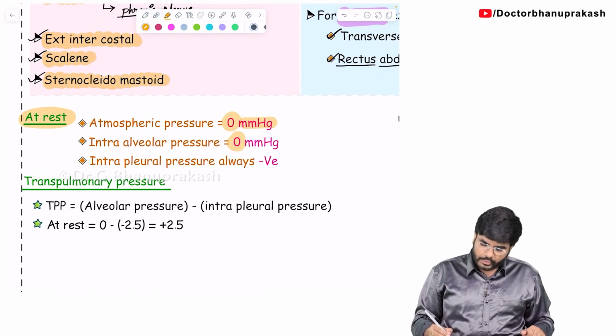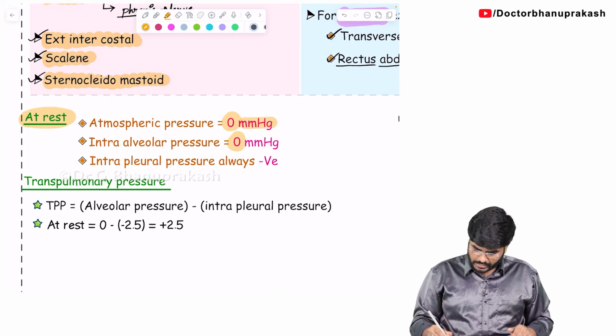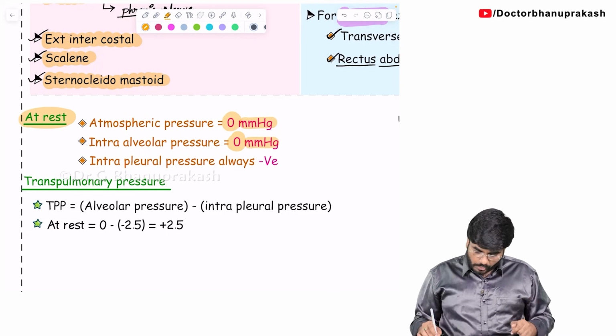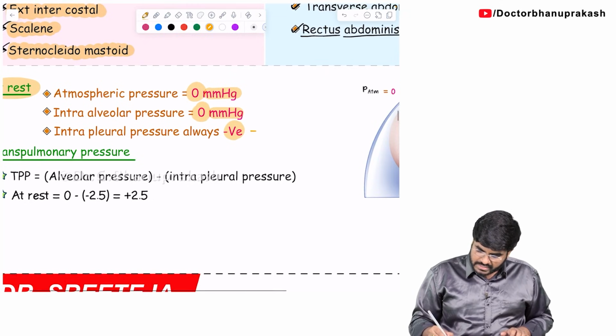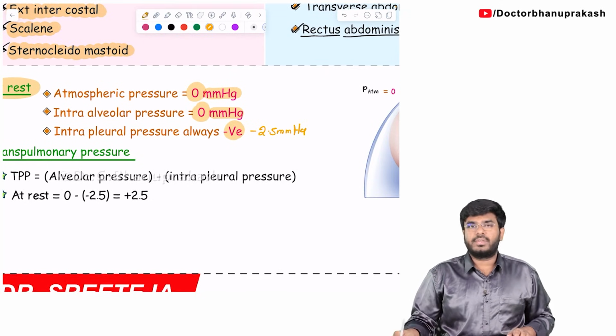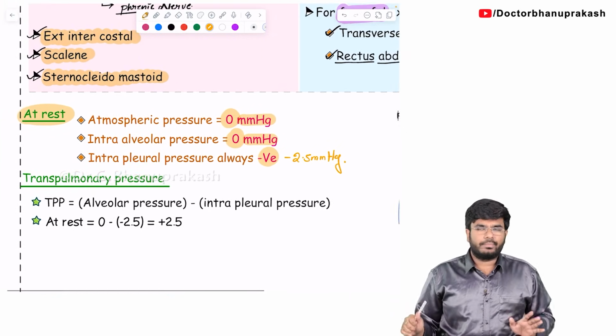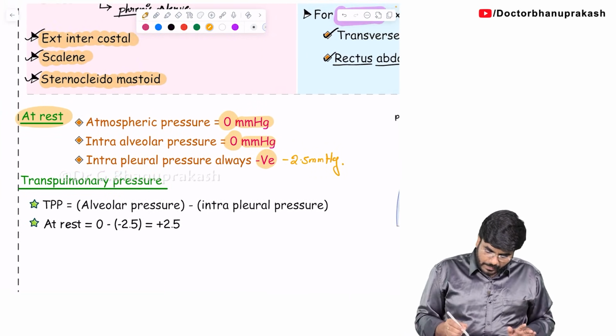What is the intra-alveolar pressure? Within our alveolus, what is the pressure? That's also 0. But what is the intrapleural pressure? Intrapleural pressure is always negative. How much is that? Intrapleural pressure is somewhere around minus 2.5 mmHg. Okay, it's always negative.